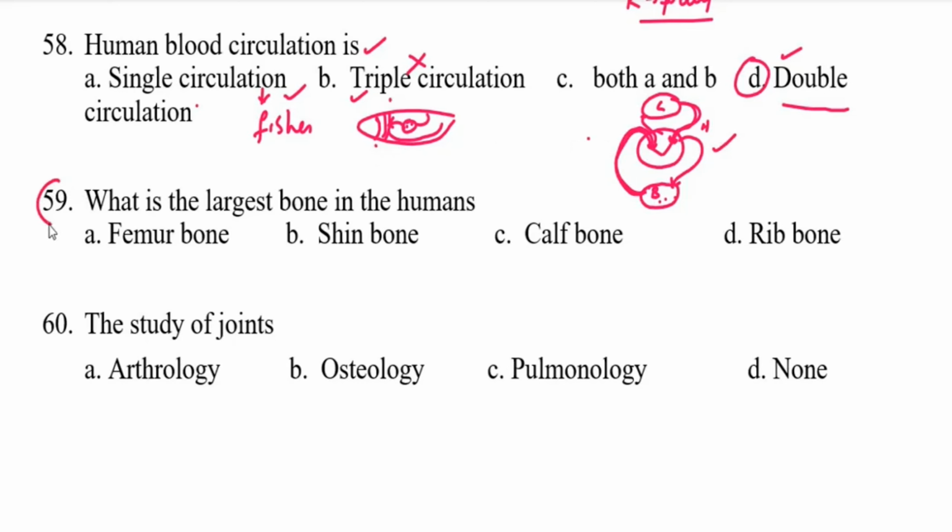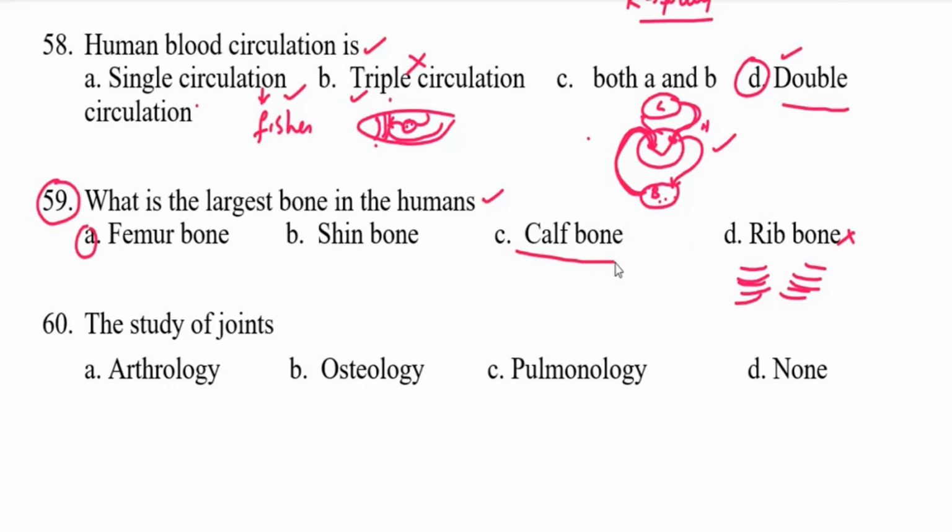Coming to the 59th question: what is the largest bone in humans? We have many bones in our body. Which bone is the very largest one? Options are the femur bone, shin bone, calf bone and rib bone. We know very well the ribs are present and protect our heart. Rib bones are not the largest one.